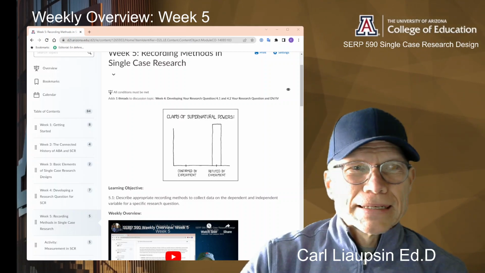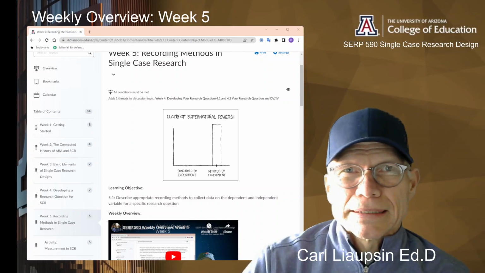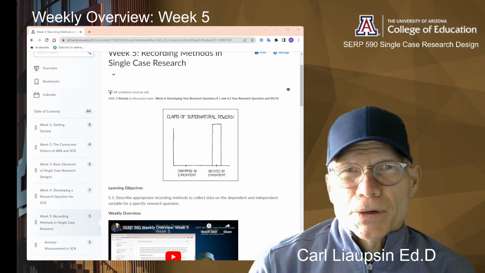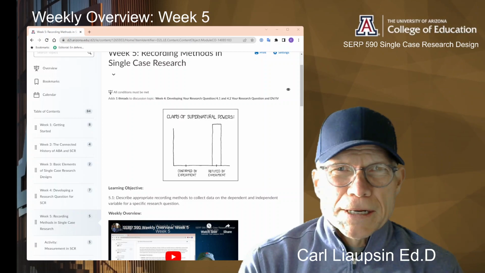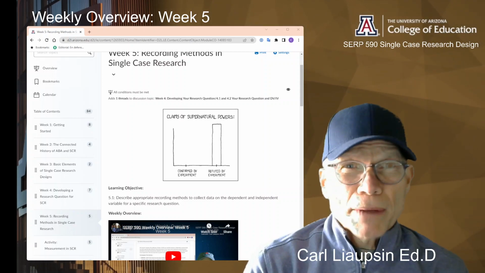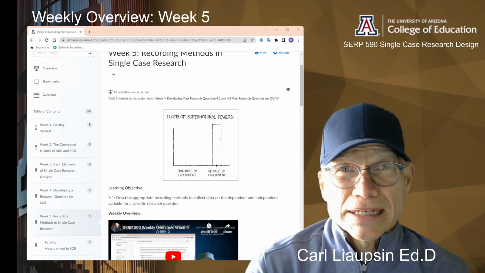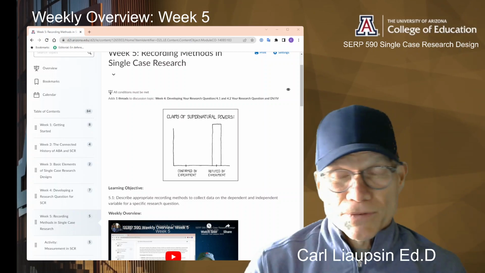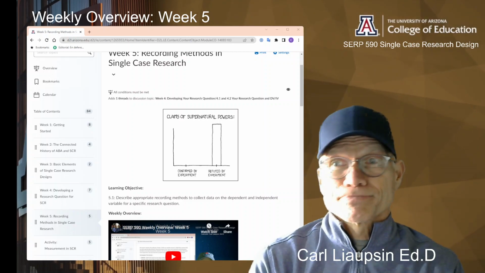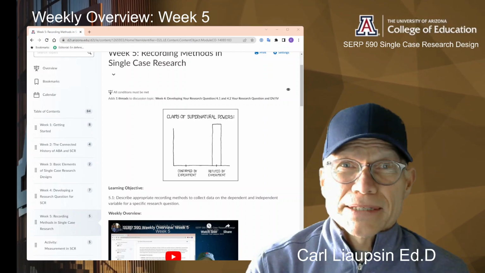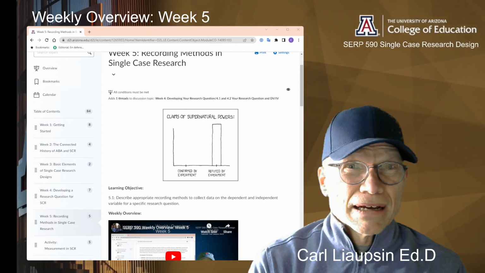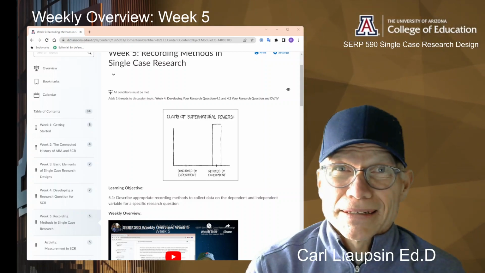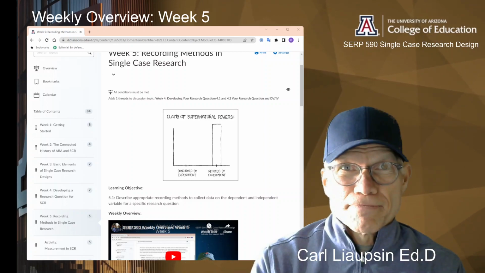This week is about recording data in single case research. Most of you are BCBAs or in that field, and so you probably have a lot of experience in recording data on human behavior. In this case, for us, that's the dependent variable. But in single case design, we need to collect data on a number of things. And this is where a lot of the complexity in single case design starts to come in.